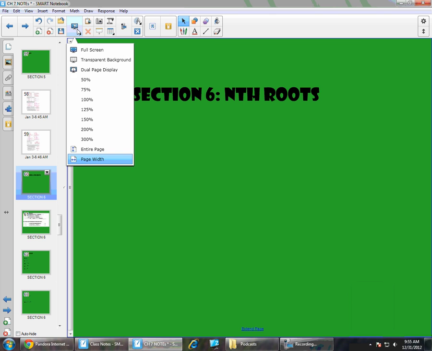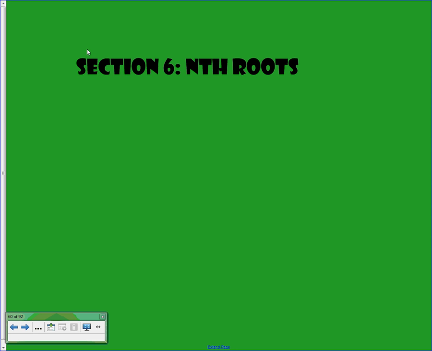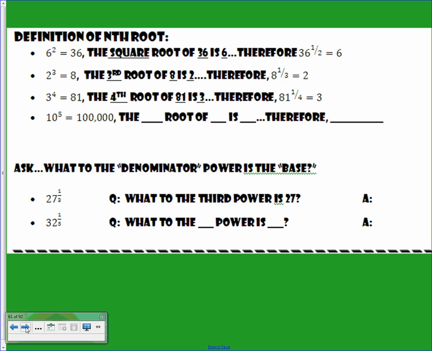Chapter 7, section 6 is on the nth roots. Okay, so here are some definitions. I'm going to read them all to you, and don't freak out, because I think it'll make sense. You know that 6 squared is 36, so you know the square root of 36 is 6.